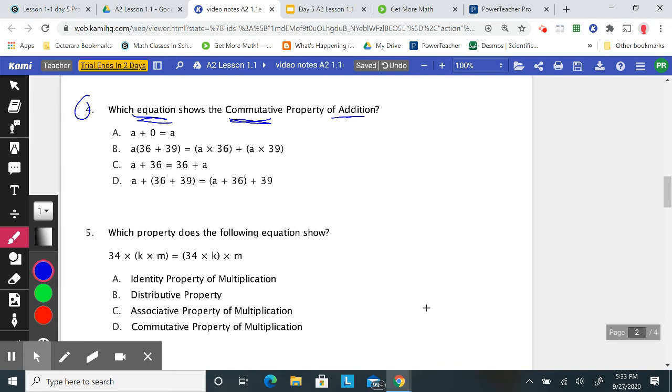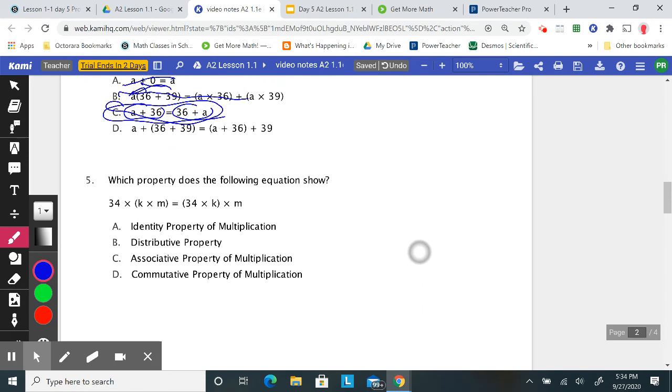So look carefully at A. That would be the identity property of addition. So we don't want that. In B, A times the sum of 36 and 39. Here you have A times 36 and A times 39. That would be the distributive property, so we don't want that. A plus 36, change the order, 36 plus A, that's the commutative property. So C is correct.